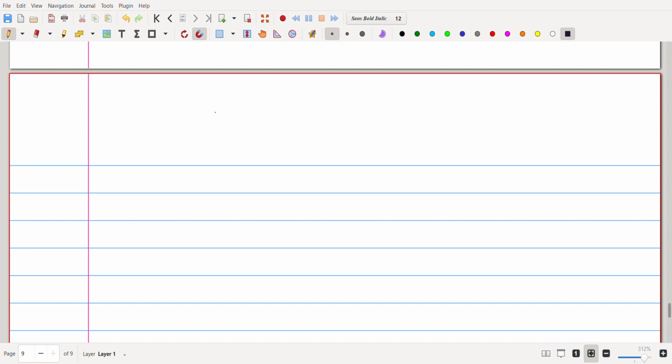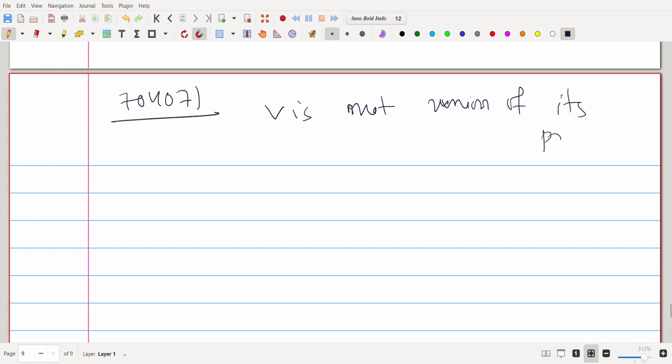So the ID number 704071. Let F be a finite field and V be a finite dimensional non-zero F vector space. Which of the following can never be true? I think this same problem came many times in different exams. So V is not a union of its proper subspaces.